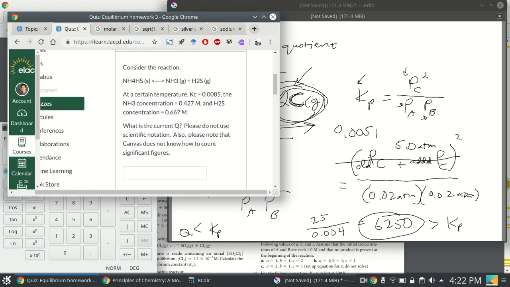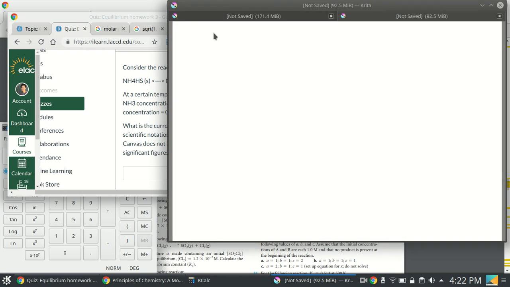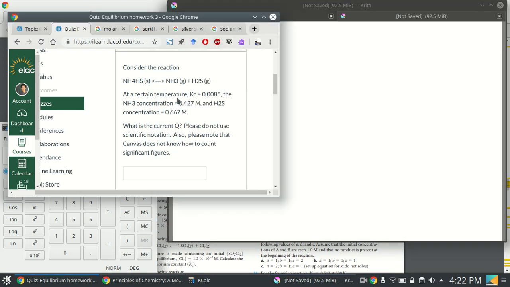Look at this reaction. And let me get you a new page here. All right, so this is a new page. This is a reaction. Now I have these numbers here. You're going to have the same Kc, but these numbers are going to change for you. For me right now, these are my numbers. So the question is, what is the current Q?